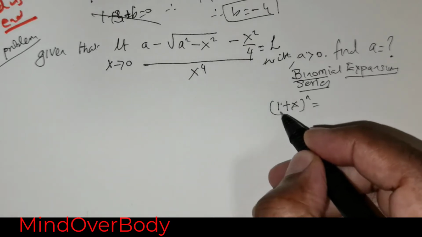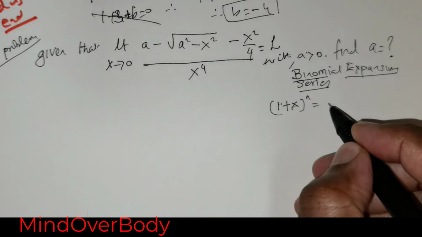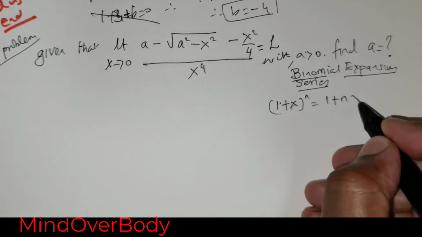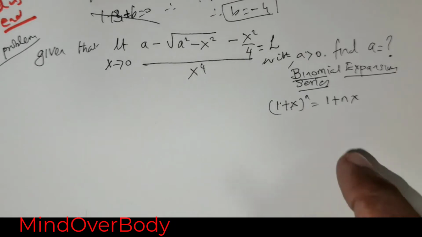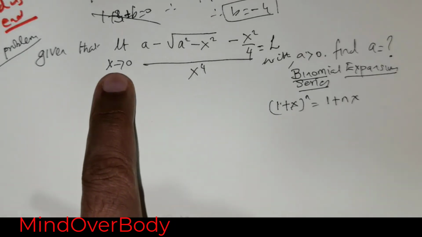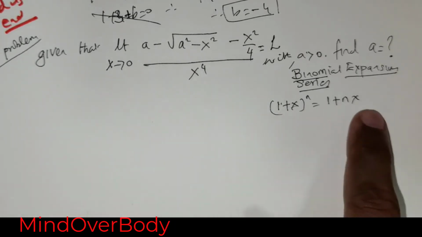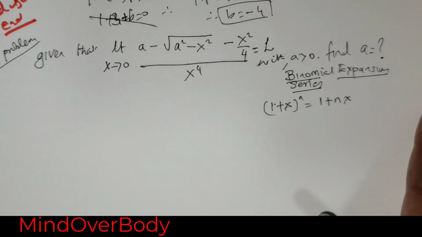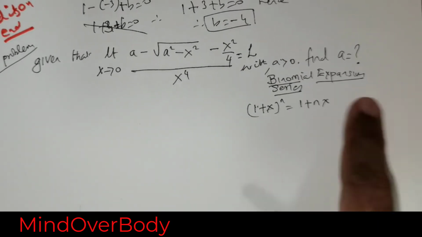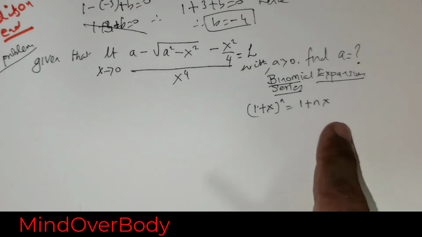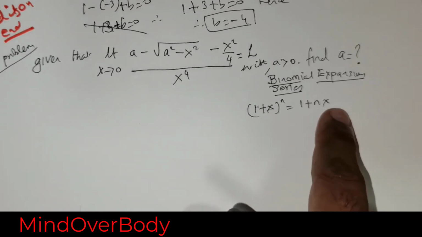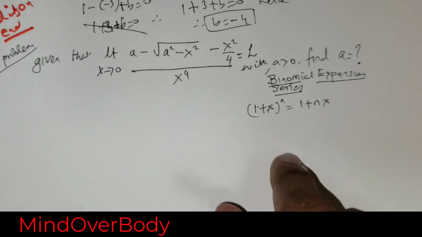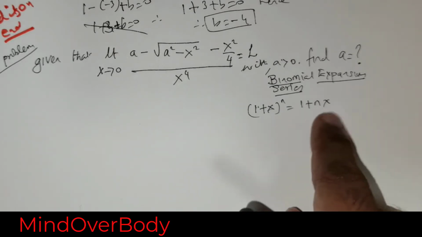So in this case, (1 + x) raised to the power of n, I'm taking it as 1 + n times x. Now, why am I taking only the first two terms? Because depending upon the limit, if x is tending towards 0, the other terms are going to become very, very small, so there is no point in using them. That is the rationale used to take only finite terms. In this case, I'm taking two terms.